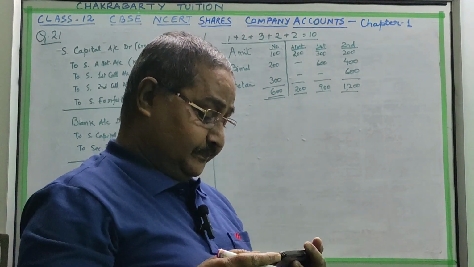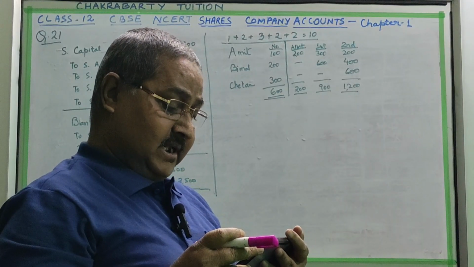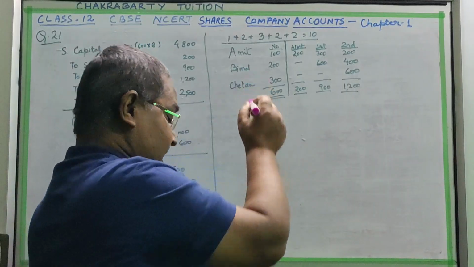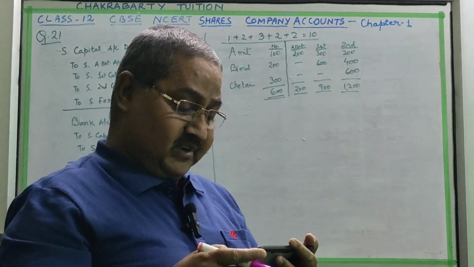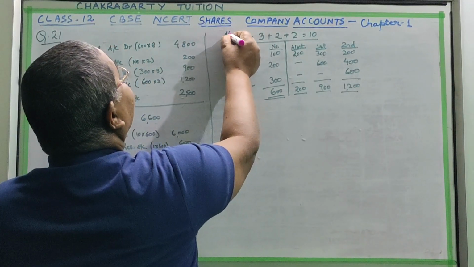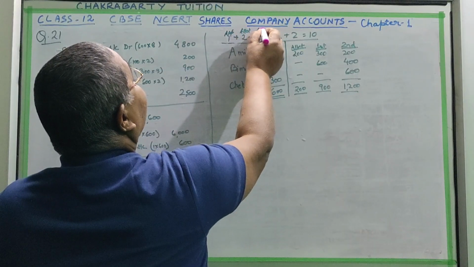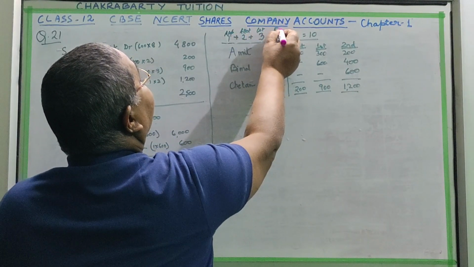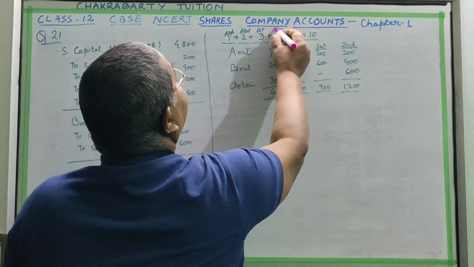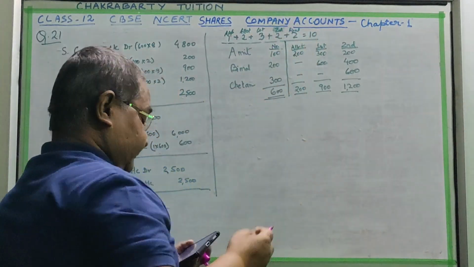Then, Chetan holds 300 shares of 10 each. He has paid rupees 1 on application. This is application money, this is allotment money, this is first call, this is second call, and this is final call.